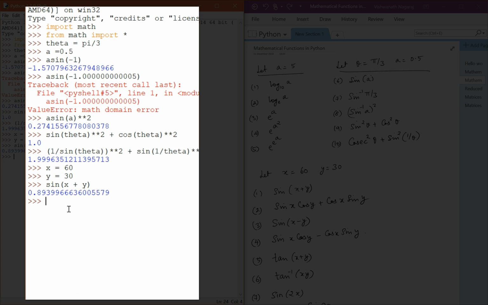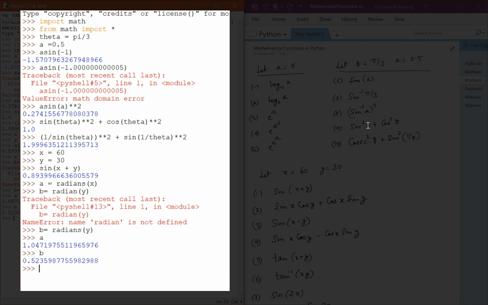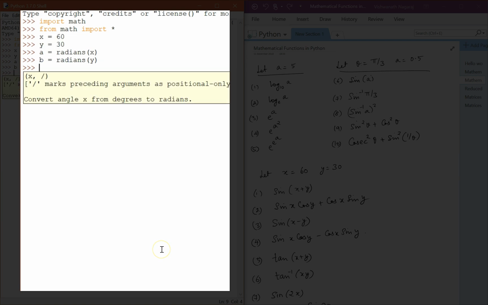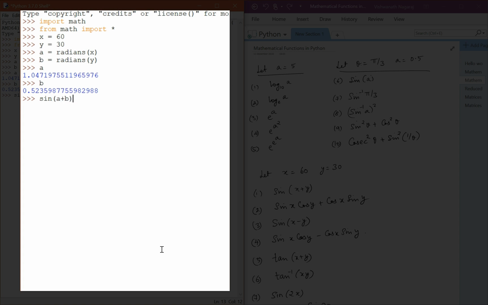Okay, so let's convert it into radians. Let's say a is equal to radians of x, b is equal to radians of y. If I say a, b, these are the radian equivalents of 60 and 30. So a and b are in radians now. So sine x plus y. No, now we should not use x plus y. We should use a plus b. And this should give us 1.